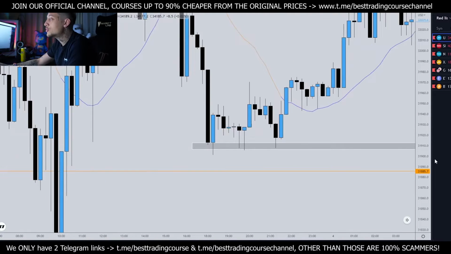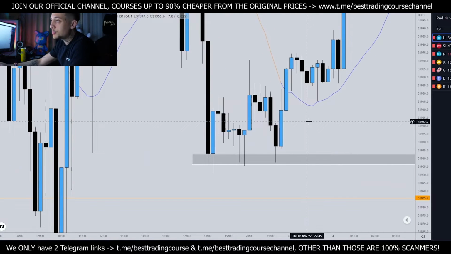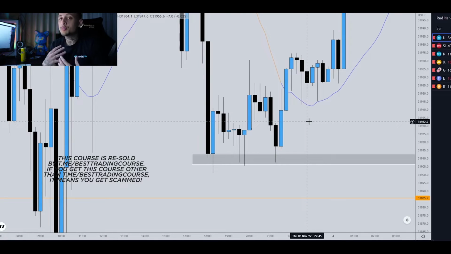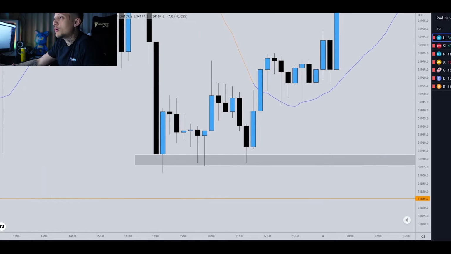When it comes to an entry candlestick, typically what I like to see is price close at around the 50% mark of the rejection. What do I mean by that? We're going to be looking at the open of the candlestick, and we're going to be looking at the lowest low.